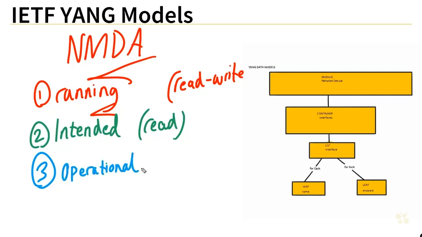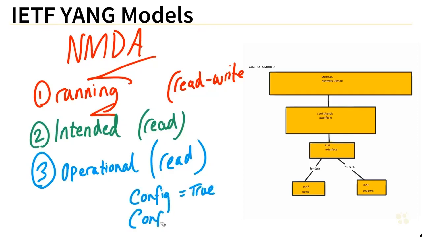So the other new kid on the block is the operational data store. Now you might be tempted to think that this holds just all the operational information, just the state data. That was certainly my intuition when I first heard about this data store. But here's the thing, it's a read-only data store, but the schema of the operational data store contains all configuration as well as all state data. So that means if we have config set to true within the YANG model, or if config is set to false, both of which are going to be present within the operational data store.